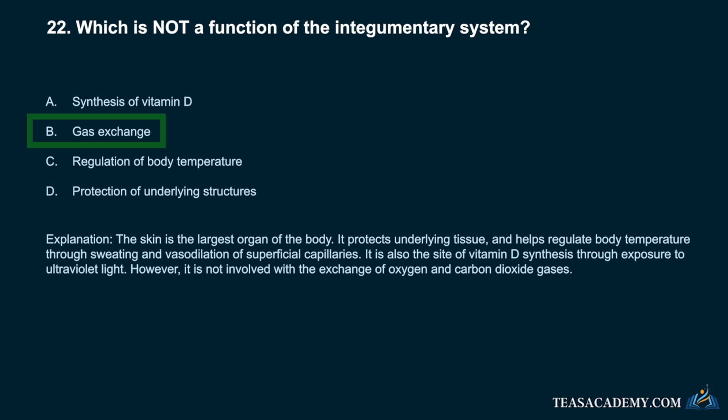The skin is the largest organ of the body. It protects underlying tissue, and helps regulate body temperature through sweating and vasodilation of superficial capillaries. It is also the site of vitamin D synthesis through exposure to ultraviolet light. However, it is not involved with the exchange of oxygen and carbon dioxide gases.